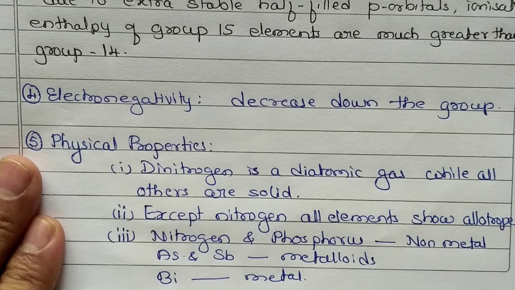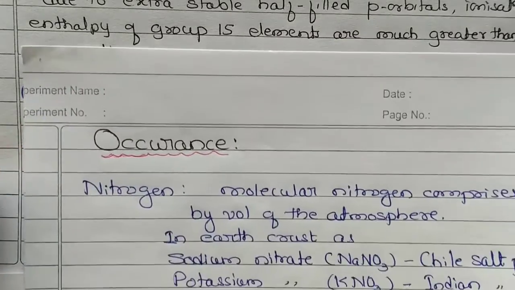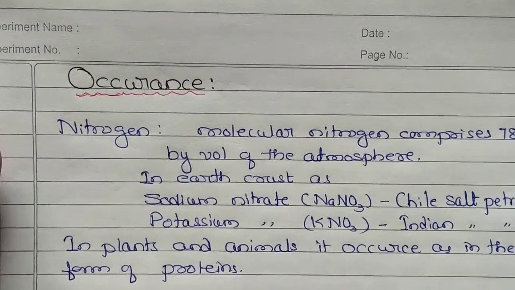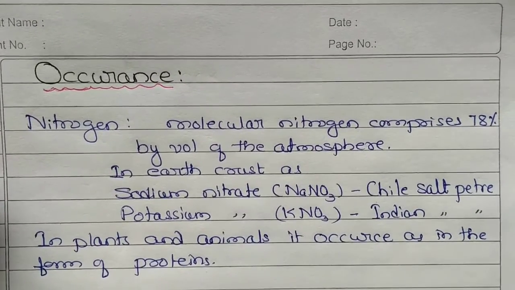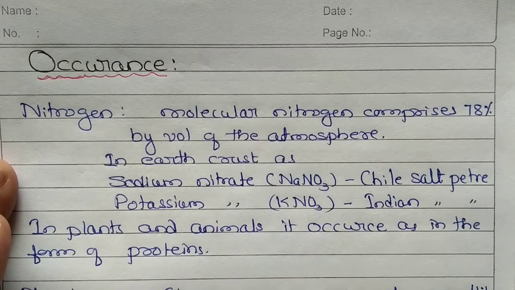Other than this, we also find nitrogen elsewhere: in plants and animals. How does it occur in plants and animals? We find nitrogen in humans, animals and plants. In what form? It exists in the form of proteins. So this is how nitrogen occurs in nature. Occurrence of nitrogen: about 78% by volume.